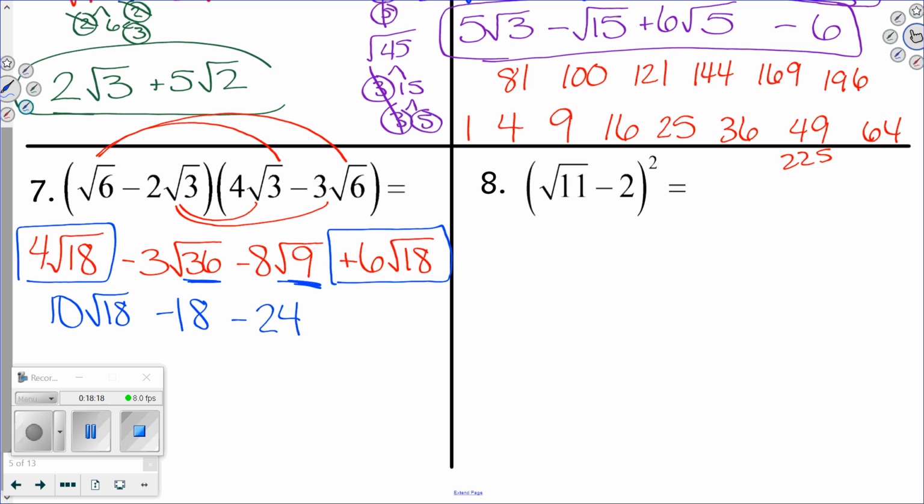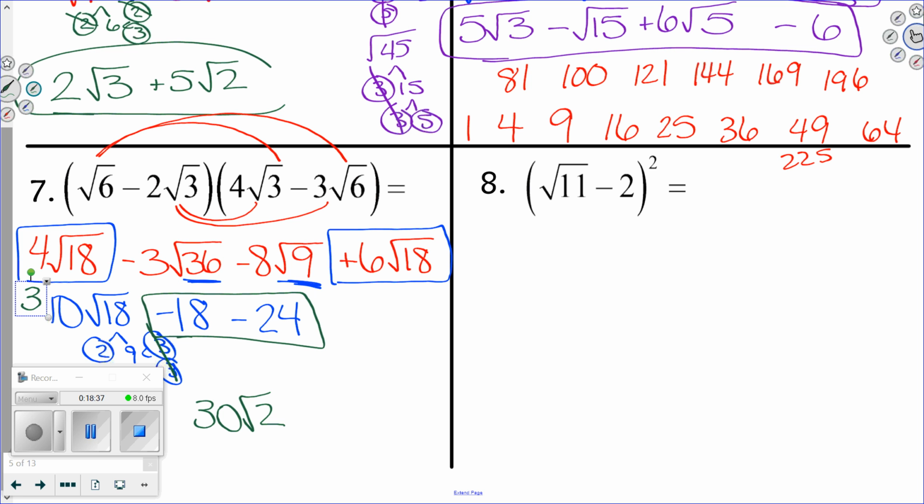All right, from here, I can do a factor tree here. So 2 and 9, 3 and 3. So that's going to give me a pair of 3s, which will come out, which will turn that into 30, and a leftover 2. And then these are like terms. It's going to give me, what is that, negative 42? So 30 radical 2 minus 42. And we are done.